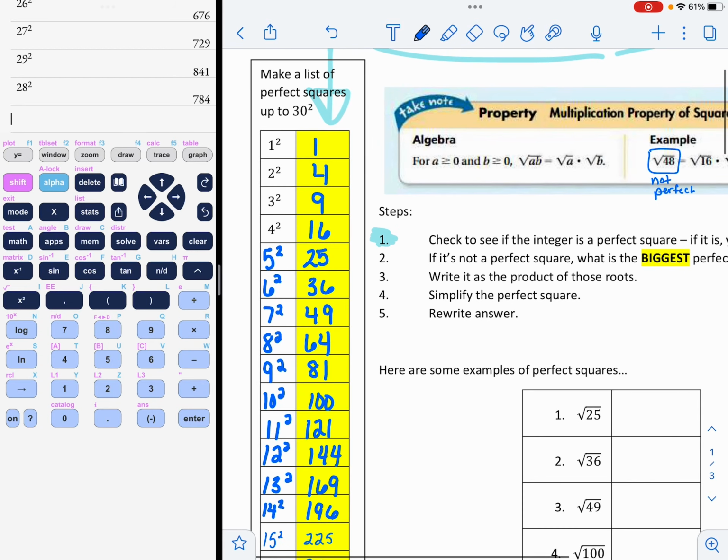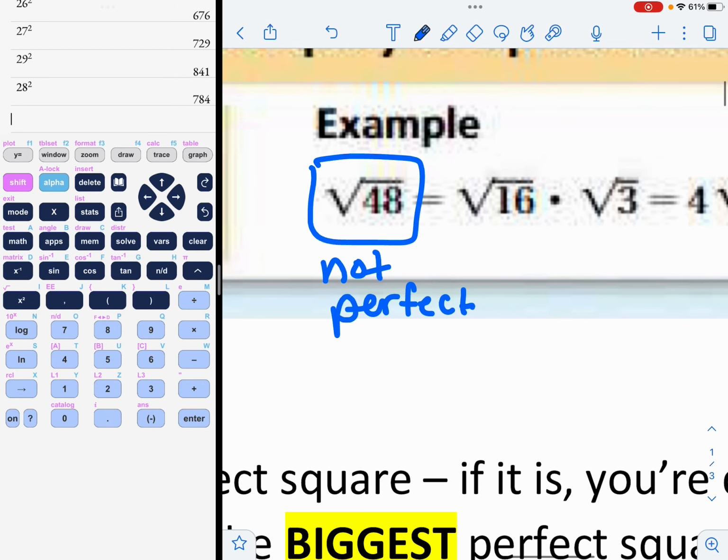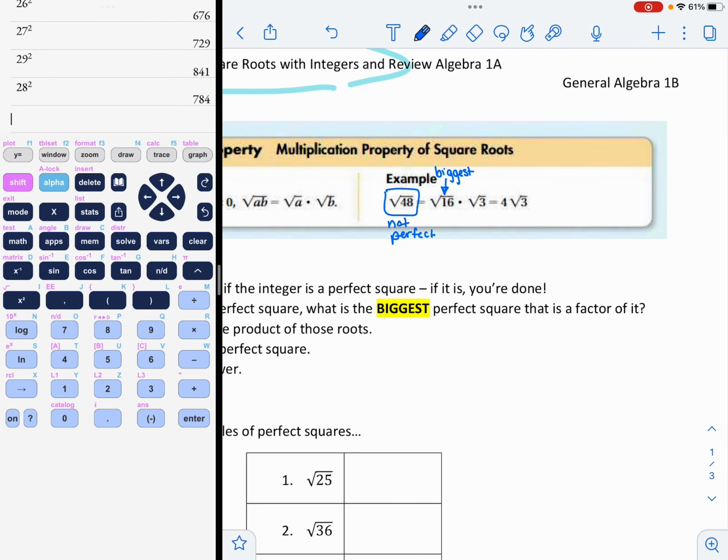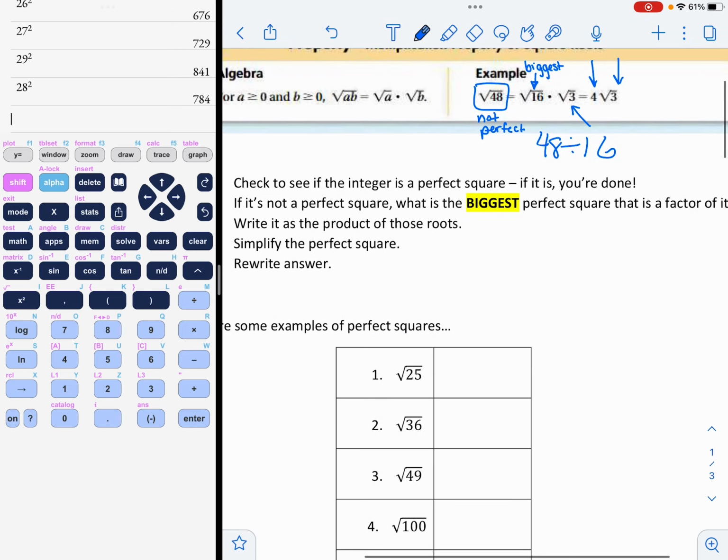So since 48 is not on my list, I would have to figure out what is on my list, 16, that goes into 48. 16, by the way, is the greatest factor on that list that goes into 48. 48 divided by 16 is 3, and then the 16 becomes a 4, and the 3 stays trapped. It's just a lot easier if you just watch me do a couple.